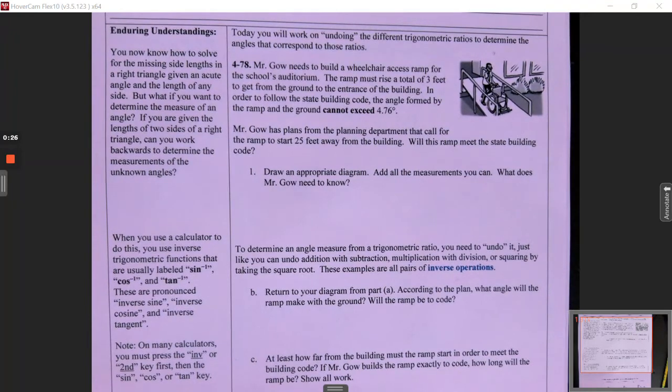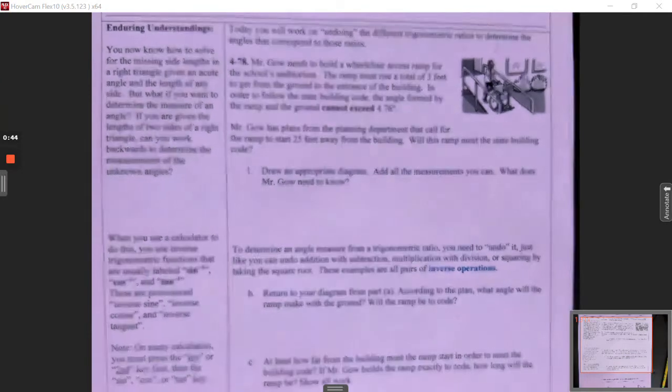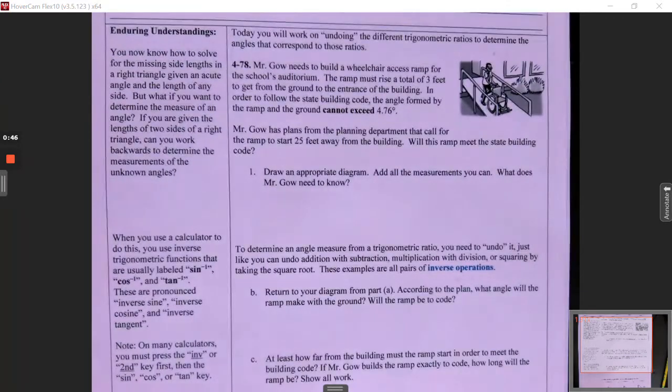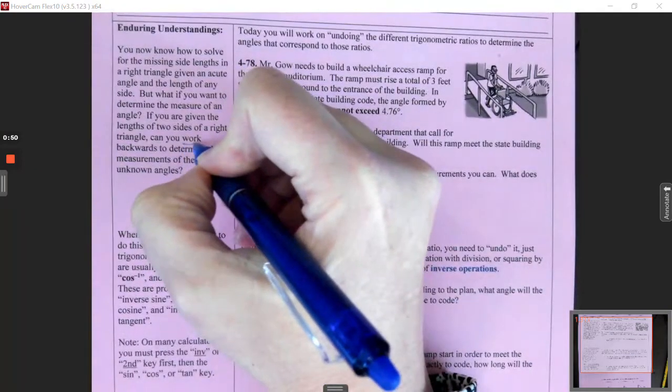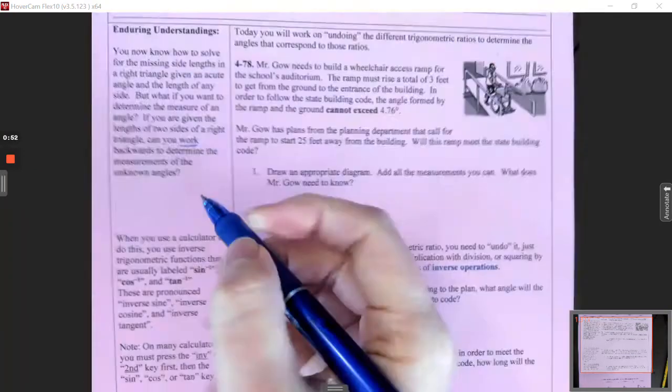So, our enduring understandings. We now know how to solve for missing sides in any right triangle, given an acute angle and the length of any side. What if we want to determine the angle is our question. If we're given the lengths of two sides of a right triangle, can we work backwards to determine the unknown measurement? So the goal here is to work backwards to determine the angle.